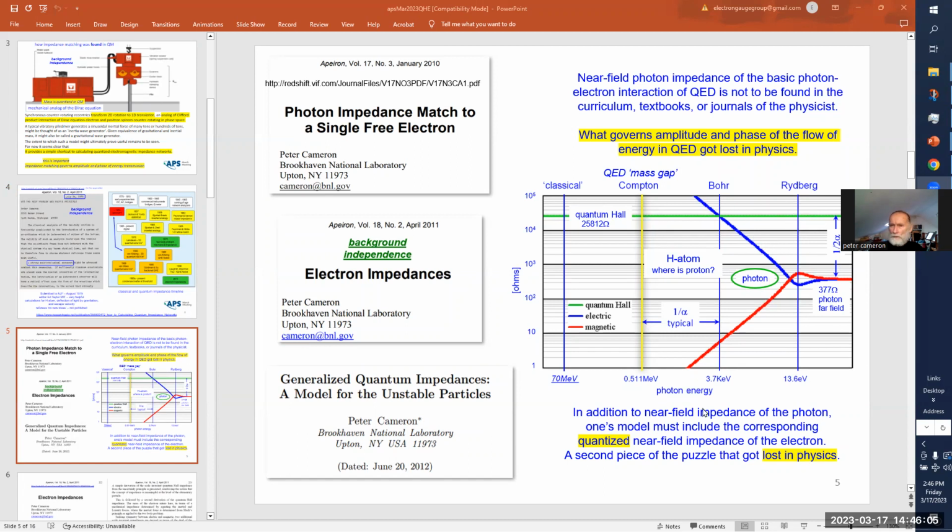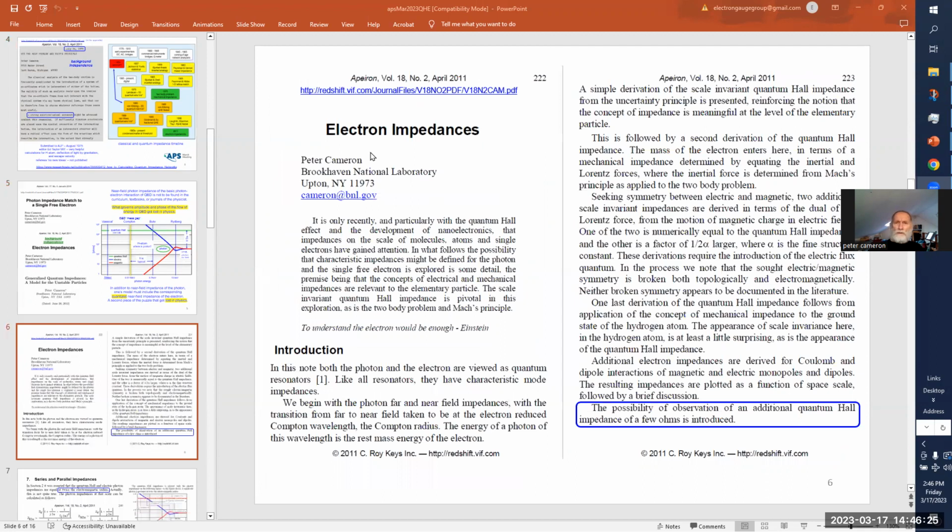We need both the near field impedance of the photon and the near field impedance of the electron. That was a little bit over a year later before the electron impedances got sorted out. And after that, another year to extend it to the unstable particle spectrum. So in the electron impedances paper, you can find it there, the main point is the possibility of observing an additional quantum Hall impedance of a few ohms.